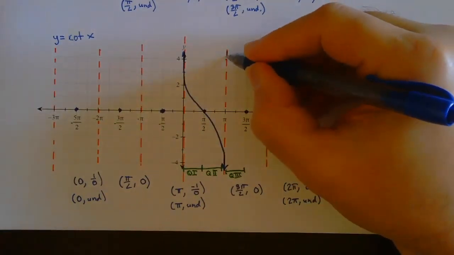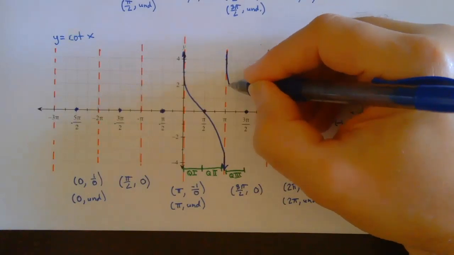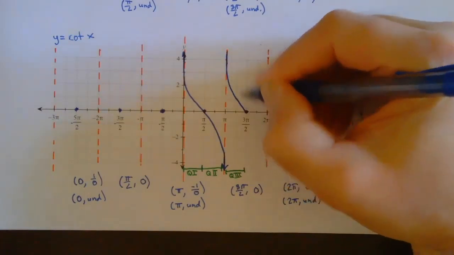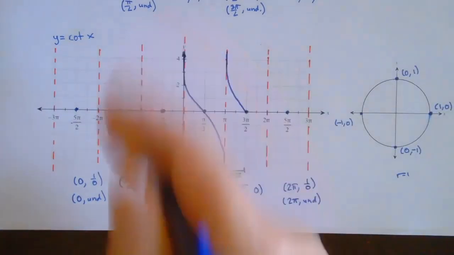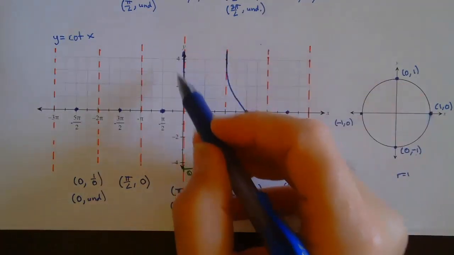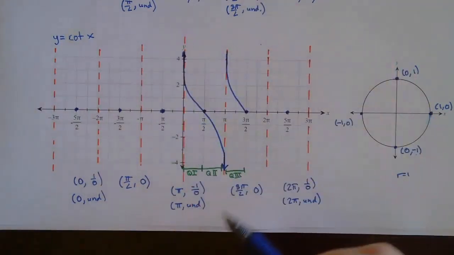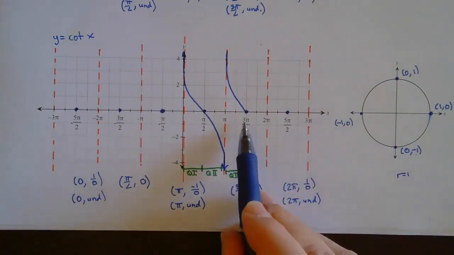So my graph has to approach this vertical asymptote. It's going to have to be above, and that's why that part of the graph looks like this. See how it's the same shape, but the orientation is slightly different, right? Instead of increasing, this one's decreasing. Tangent increases and cotangent decreases as you go left to right.